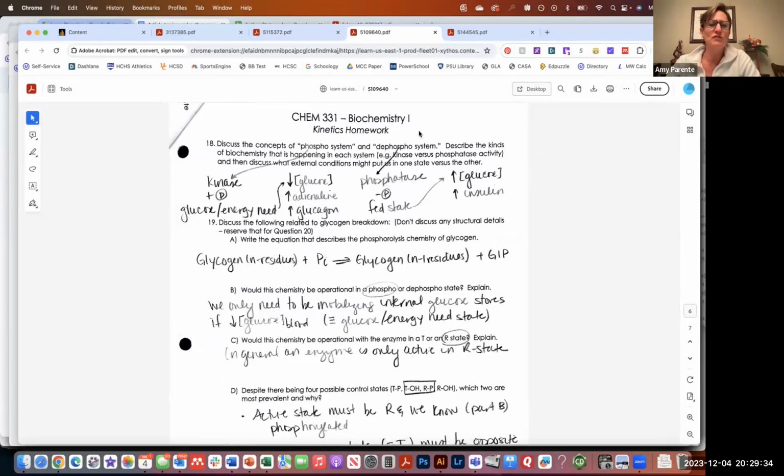Again, this hopefully is a review, thinking about phospho versus dephospho systems. So in phospho systems, we have high kinase activity. We're decorating things with phosphates. We are in a glucose or energy need state. So here are some of the signals that you know at this point for those: a drop in blood sugar levels, increase in adrenaline, increase in glucagon. A dephospho system means we've got elevated phosphatase activity. So we're going to be snipping phosphates off. Again, that's fed state. Markers for that are going to be elevated levels of glucose and then high levels of insulin. So all of these things track together to make sure that we've got this logic check for what should be happening.